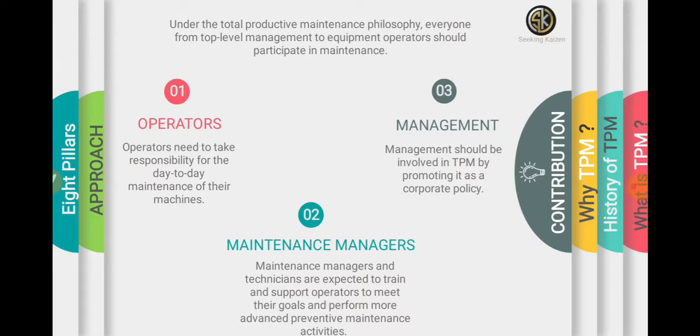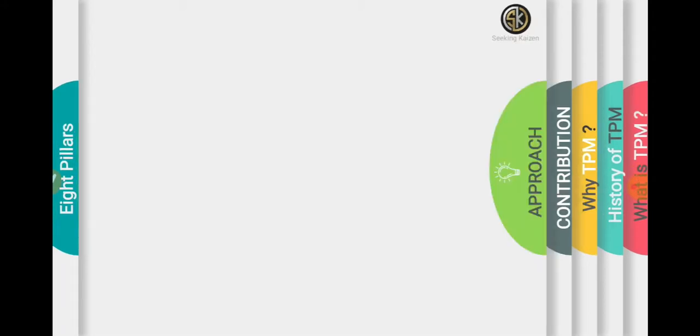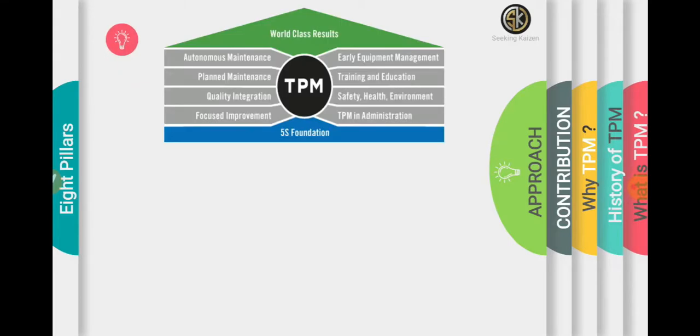Next, we need to understand the maintenance managers. The maintenance managers and technicians are expected to train and support operators to meet their goals and perform more advanced preventive maintenance activities, as I have discussed earlier also. And the third thing, management should get very much involved in TPM by promoting this as a corporate policy. Now let's discuss another factor, which is approach. Meaning what sort of approach should be there.